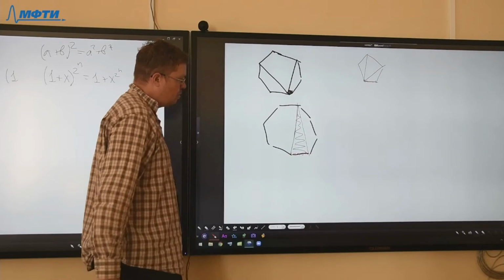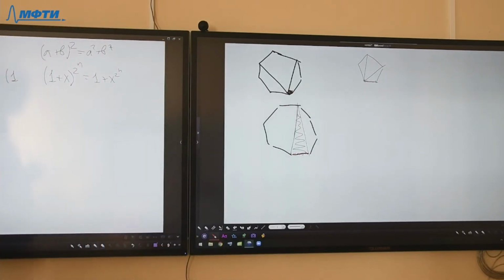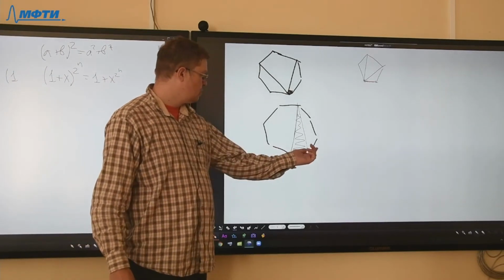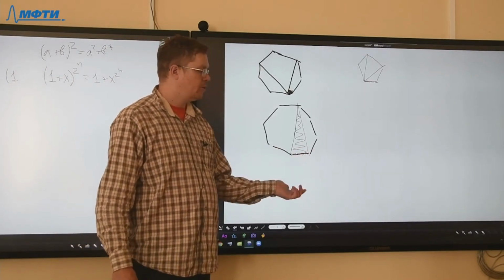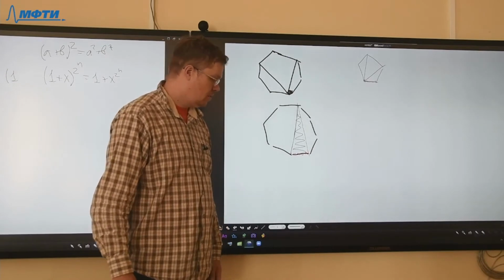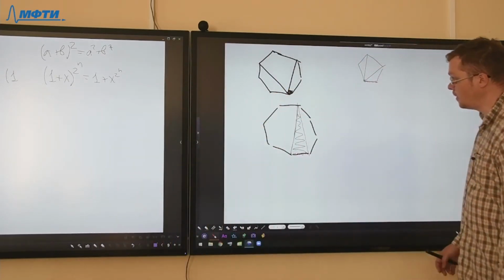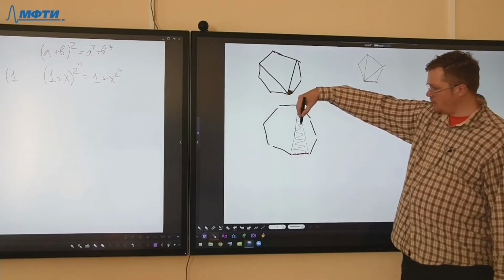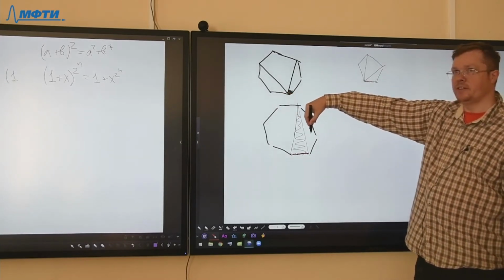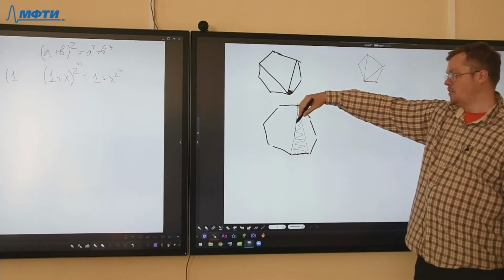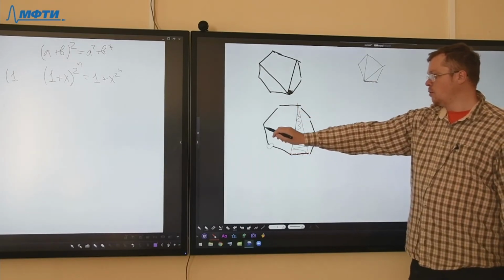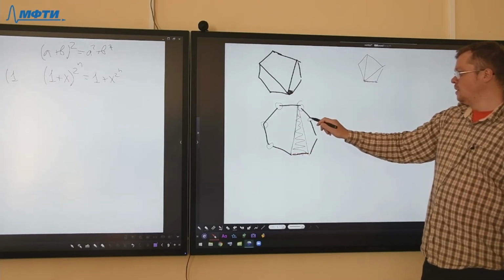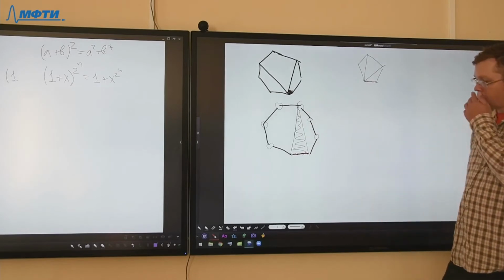And so we have two smaller polygons in my triangulation. Now I can calculate the number of triangulations of this one and the number of triangulations of that one and multiply them. And I just need to look at all possible vertices of this triangle and sum over all possible triangulations.